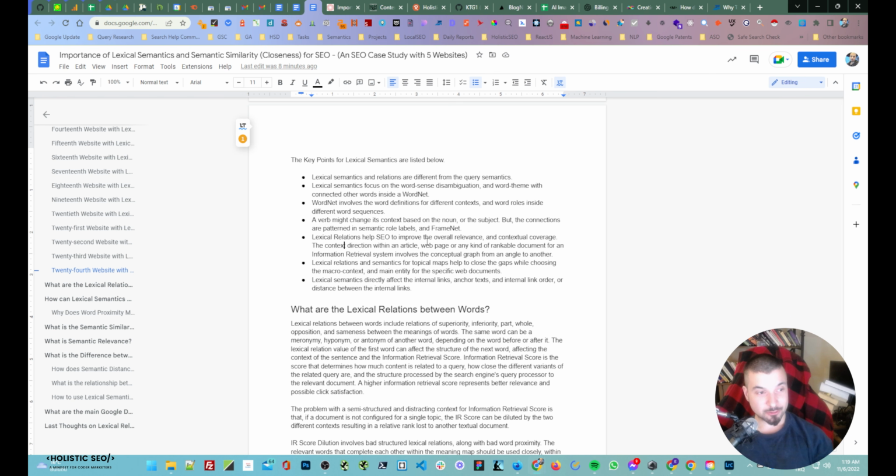Lexical relations help SEOs improve the overall relevance and contextual coverage. This concept is important: how many contexts you cover, not just the topics. Topics are different from contexts. The context direction within an article, web page, or any kind of rankable document for an information retrieval system involves the conceptual graph from one angle to another. Lexical relations and semantics for topical maps help close the gap while choosing the macro context and main entity for the specific documents. Your macro context is the main topic of the article. The main entity should come from your macro context. Lexical semantics directly affect the internal links, anchor text, internal link order, or distance between the internal links.